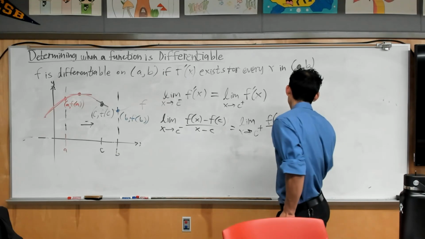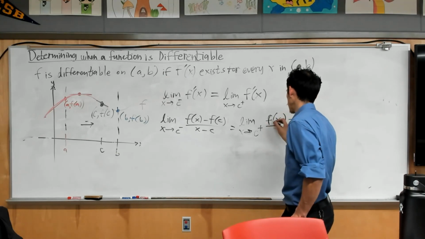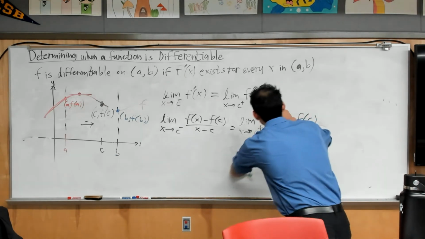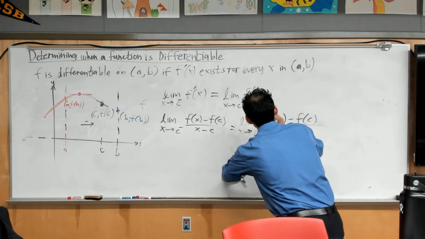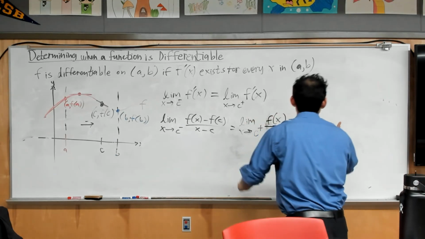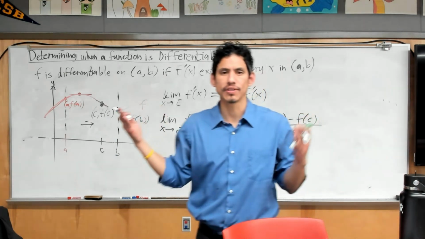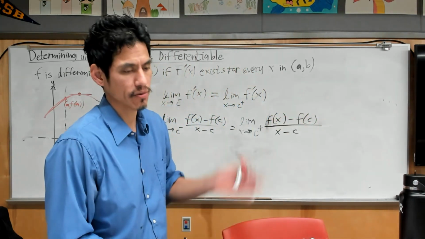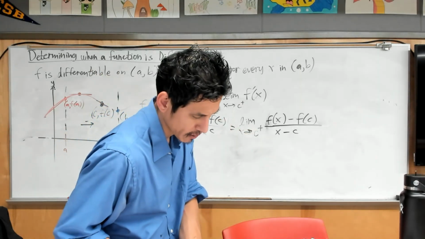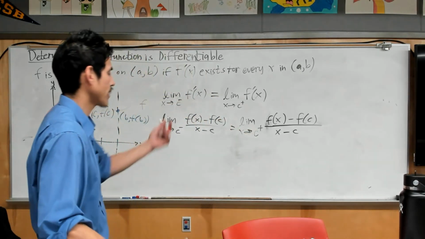And again, this is hard to draw examples when it's a smooth curve. There we go, x minus c. So if the one-sided limit from the left and right are equal to each other for the difference quotient, and how do we show that?